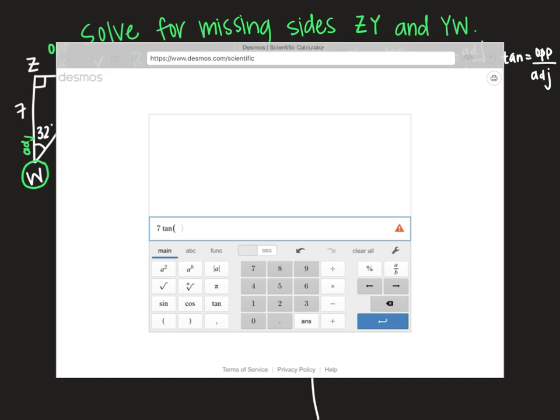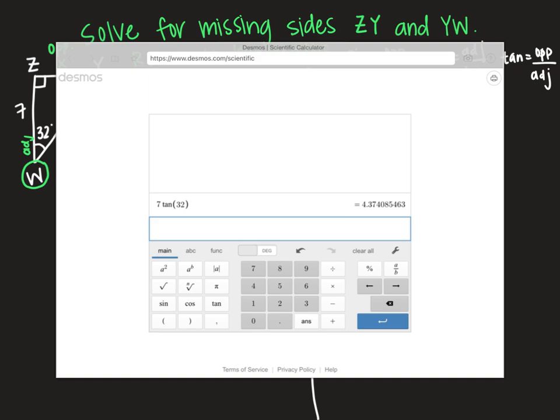So this is 32. So 7 times tangent of 32, and your answer shows up on the side here. You don't even press enter. As I said before in the previous video, make sure that you're in degrees. If you're not in degrees, or if you're not using the Desmos calculator, make sure you are, because you will get a totally different answer if you're in radians. Okay, so our answer is 4.374. I'm going to keep 3 decimal places because remember we have to round.